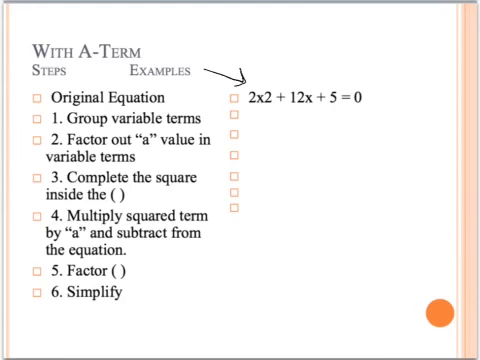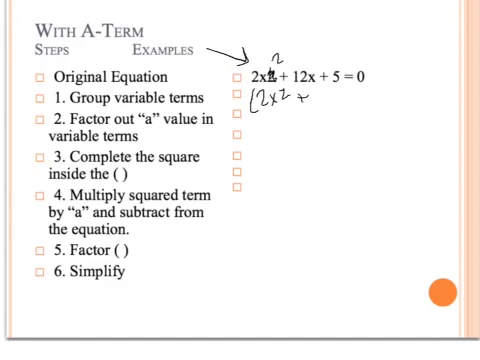Completing the square with an A term. Steps and examples. First, write the original equation. Step 1 is to group variable terms. So 2x squared plus 12x. Step 2 is to factor out the a value in variable terms. So 2 times x squared plus 6x.